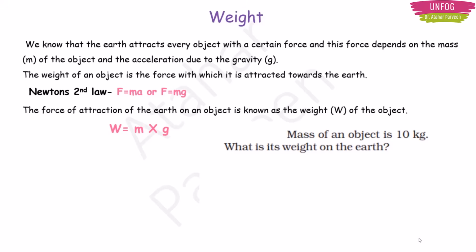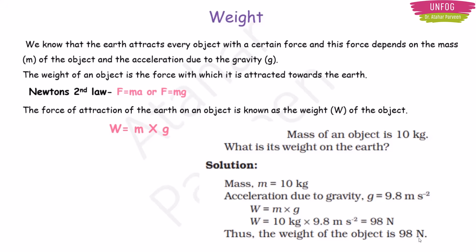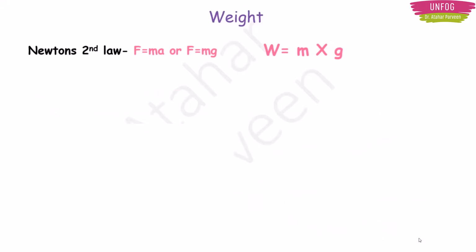Now for example, if you have a question like this, mass of an object is 10 kg, what is its weight on the earth? Weight related to mass. Weight is equal to mass into acceleration due to gravity, right? And acceleration due to gravity, roughly it is 10. So m is equal to 10 kg is given. Acceleration due to gravity is also 10 meter per second square. So 10 kg into 10 meter per second square will be 100 Newton. If you want to write accurately, then take g as 9.8 and multiply it with 10, it will be 98 Newton. So this will be your answer.